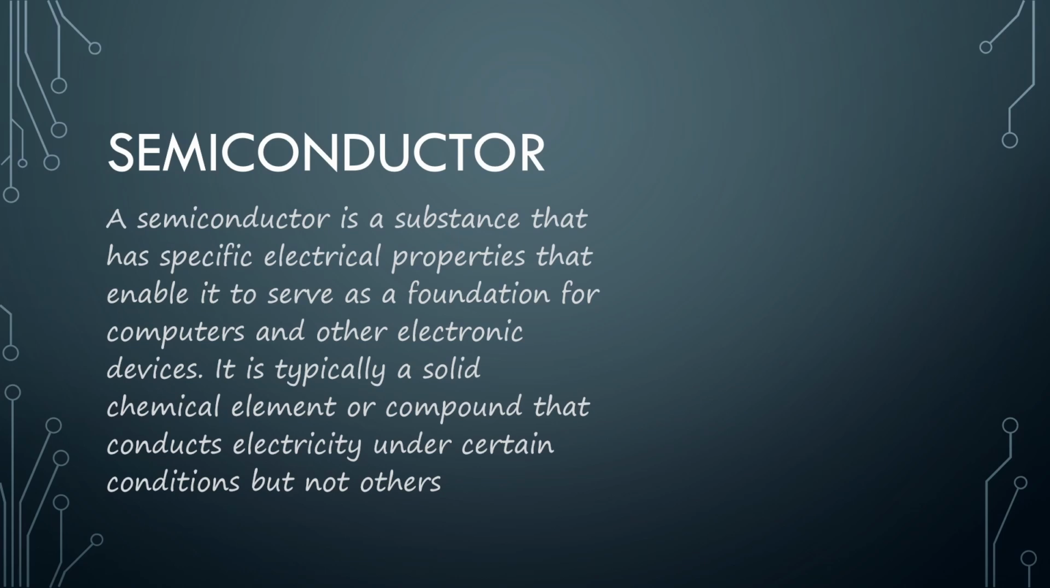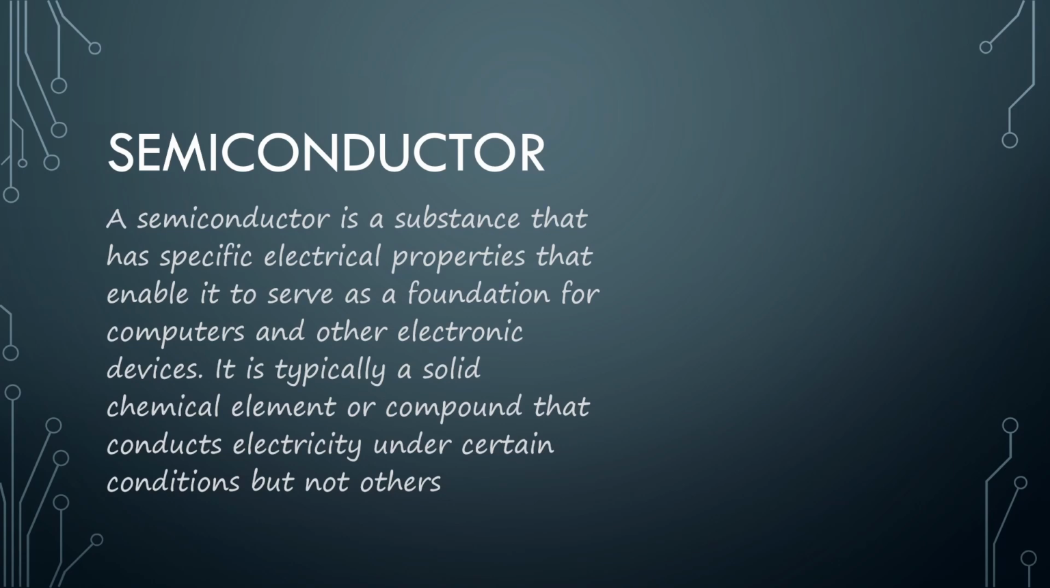There are two major types of semiconductor: intrinsic semiconductor, a pure form without impurities; and extrinsic semiconductor, doped with impurities to increase conductivity. N type is doped with elements that have extra electrons, and P type is doped with elements that carry holes. So, how does a semiconductor work?